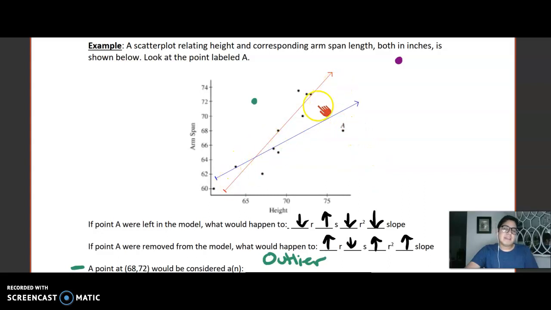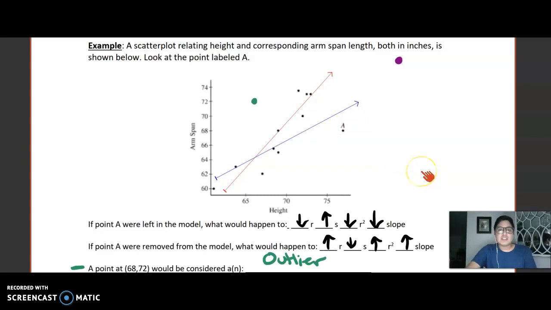So red would be the LSRL if A is removed, and blue would be the LSRL if we have that A point included. So if A is left in the model, and we can see that our LSRL is going to shift, then our correlation coefficient, our coefficient of determination, and slope are all going to decrease, and the standard deviation of the residuals will increase. Whereas if we remove this point, then the opposite is true.